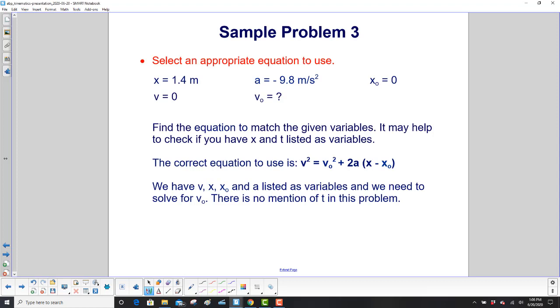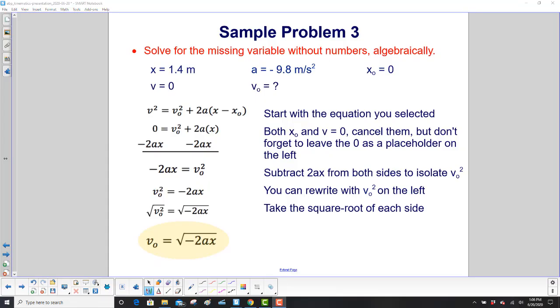Select an appropriate equation to use. The correct equation will be v squared equals v0 squared plus 2a times (x minus x0), the third kinematics. Why is that? Well, if you look at what we have up here, we have v, we have x, we have x0, we have a. The only thing we're missing is v0. Notice there's no mention of time in this problem, so whenever you don't see time, immediately think of the third kinematics.